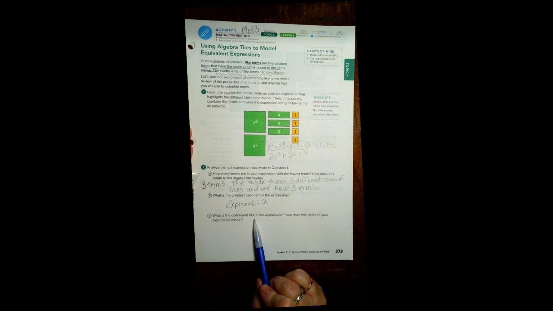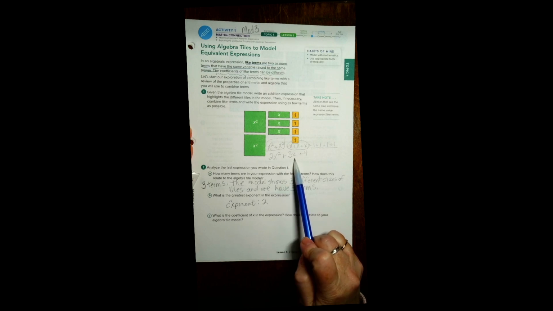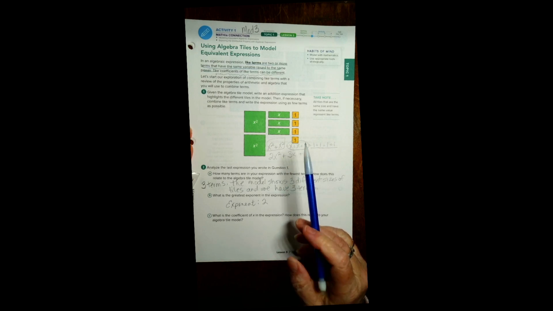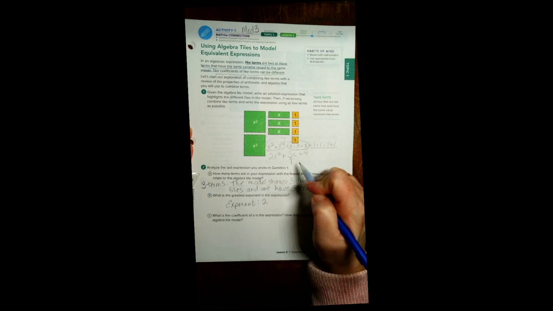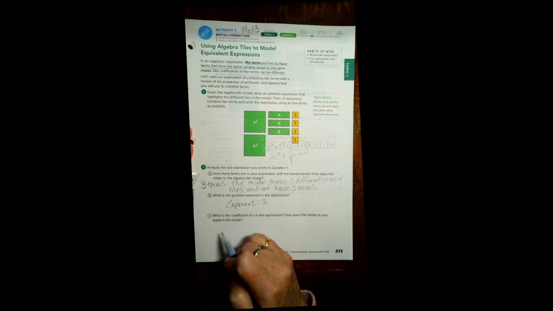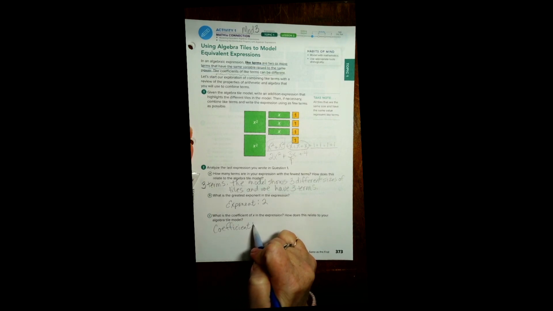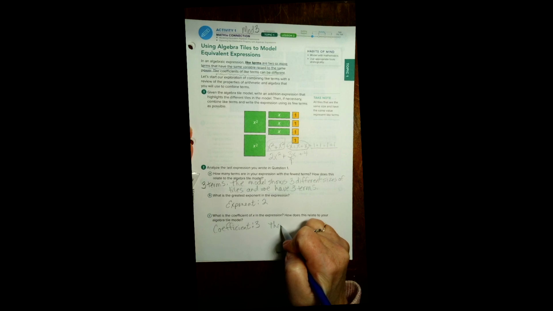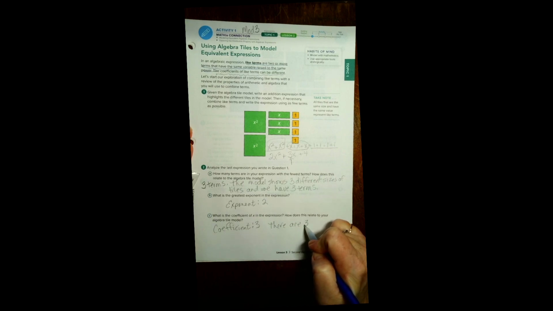What is the coefficient of x in the expression? How does this relate to your algebra tile model? Now you have to be careful. It's not x squared. That's different. Here is the x. So the coefficient of it, remember, is the number that's being multiplied by the variable. So the coefficient is 3. And how does it relate? Well, there are 3 x tiles. Okay, you can pause if you need to. I'm going to flip it and keep going.